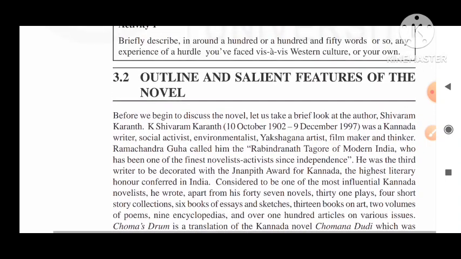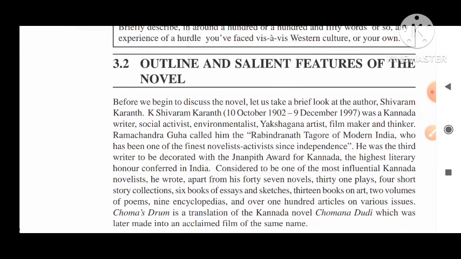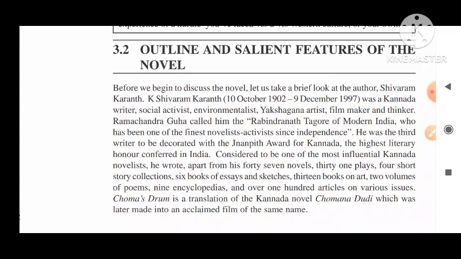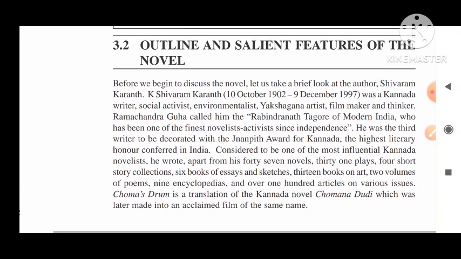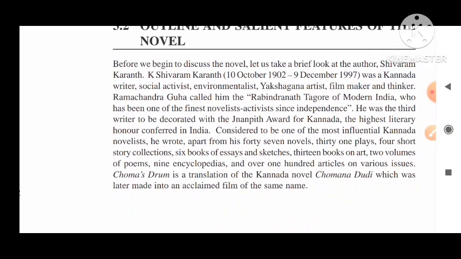Then we will go to 3.2, outline and salient features of the novel. Before we begin to discuss the novel, let us take a brief look at the author, Sivaram Karanth. K. Sivaram Karanth, 10 October 1902 to 9 December 1997, was a Kannada writer, social activist, environmentalist, Yakshagana artist, filmmaker and thinker. So we will study about the author of the novel first.